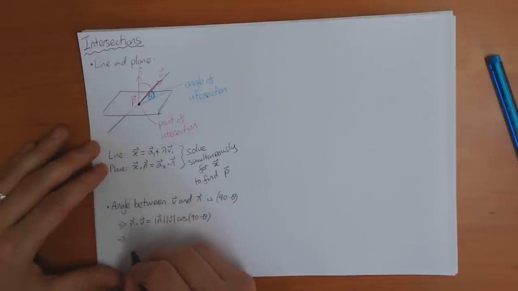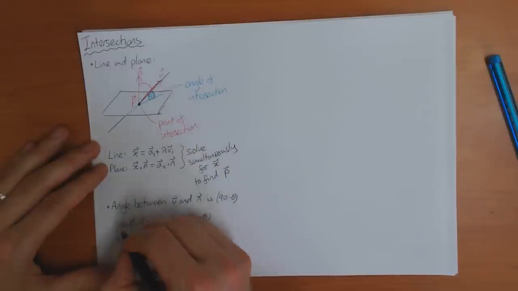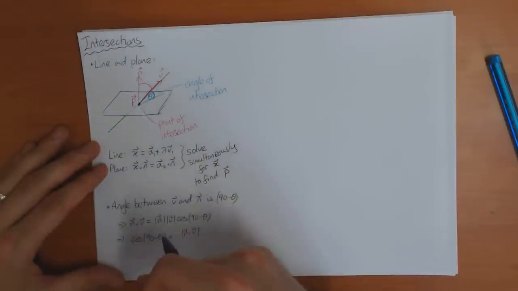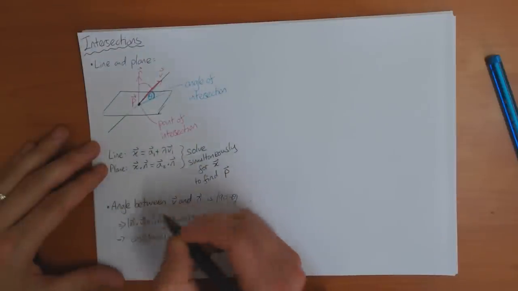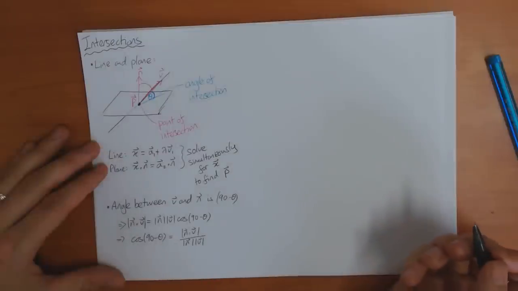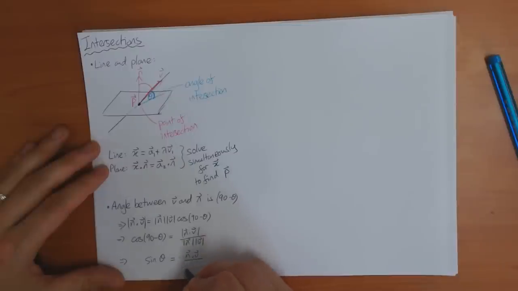So this means that cos of 90 minus theta is equal to n dot v. If we choose the angle to be less than 180 degrees, then you should always take the absolute value here, divided by the length of n, length of v. And cos of 90 minus theta is the same as sine theta. So you get the final result: sine theta is n dot v over length of n times length of v.